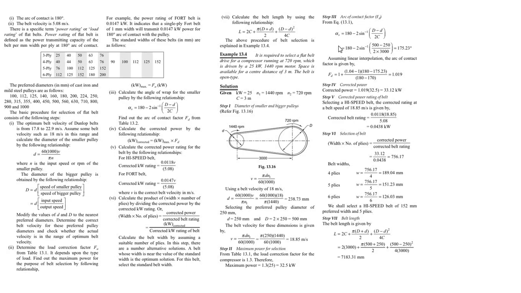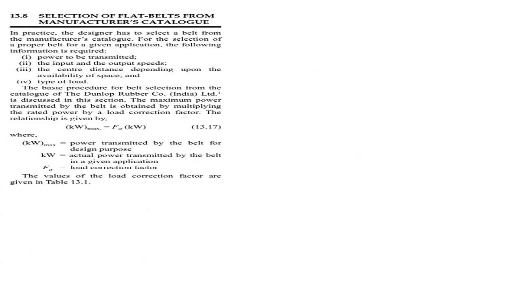Then we will calculate the arc of contact angle alpha S. Alpha S can be calculated by this formula, which comes nearer to 175.23. Assuming linear interpolation, as this angle is between these two values, the arc of contact factor can be calculated as FD equal to 1.0118, so we are using the interpolation method. Then we will have a corrected power calculation: 1.019 into 32.5, which equals 33.12 kilowatt.